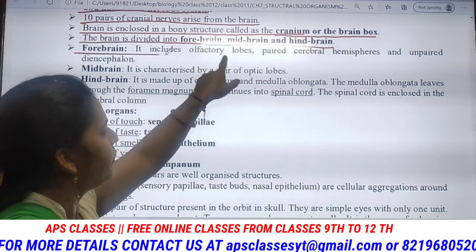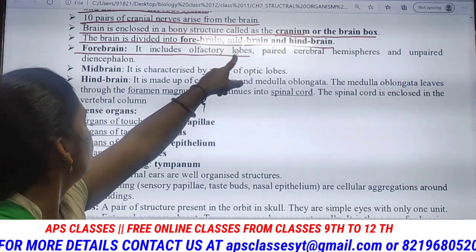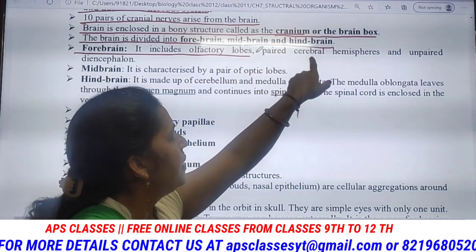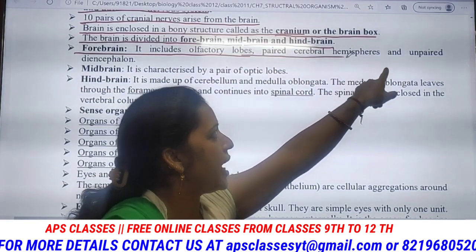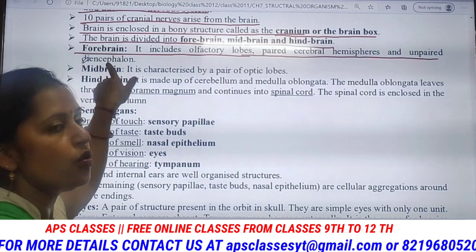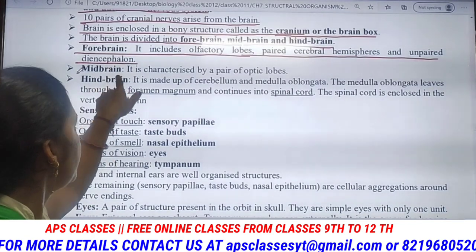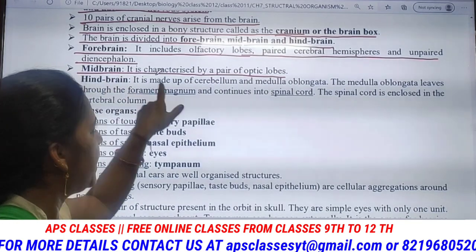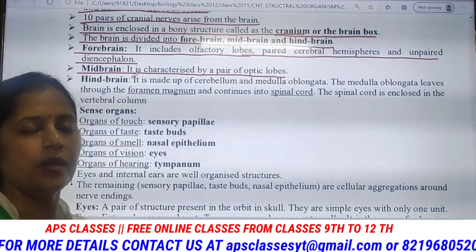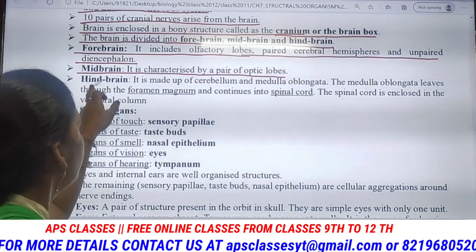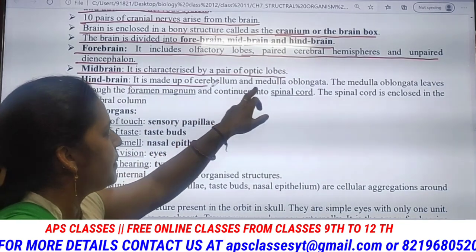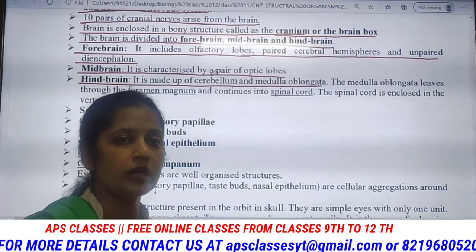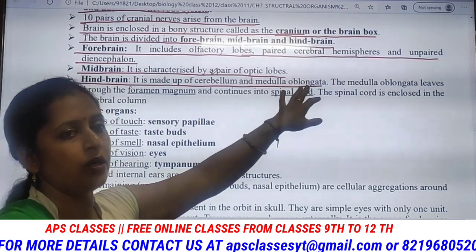Forebrain includes olfactory lobes. In the case of frogs, the forebrain consists of the olfactory lobes, paired cerebral hemispheres and unpaired diencephalon. Midbrain is characterized by a pair of optic lobes. Hindbrain is made up of two parts, that is the cerebellum and the medulla oblongata.